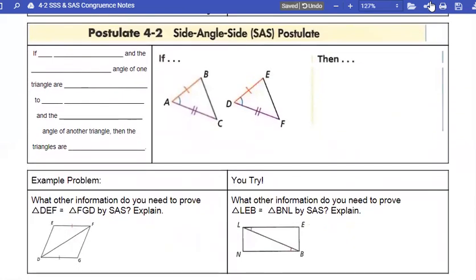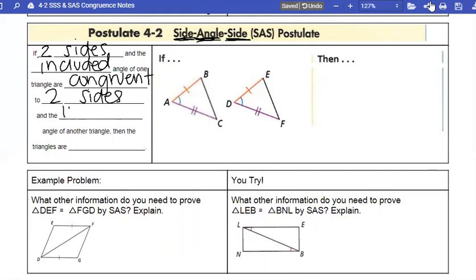All right, the next one we are going to talk about is called the side angle side postulate. Just like the word says, you have one side congruent, you have one angle congruent, and then you have another side congruent. So this says if two sides and the included angle of one triangle are congruent to two sides and the included angle of another triangle, then the triangles are congruent.